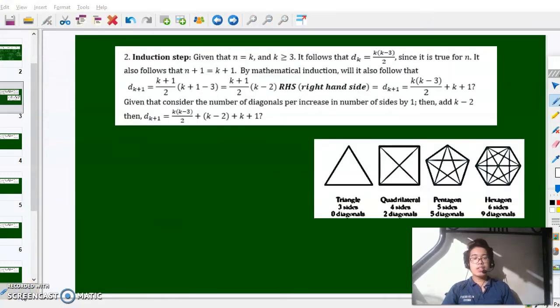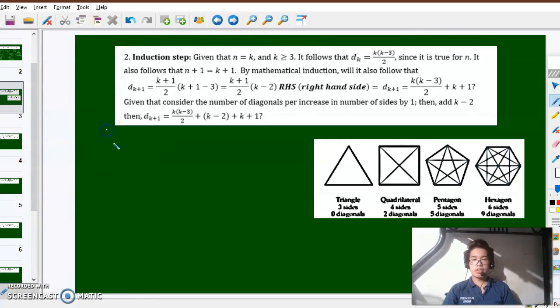For the induction step, we have here n. Again, n is the number of sides. So let's write that down: n is the number of sides. If n is the number of sides, we have to equate that to k. So n is equal to k. K is some constant that we have here for our mathematical induction proof. And of course, since n should be greater than or equal to 3, then k should also be greater than or equal to 3.